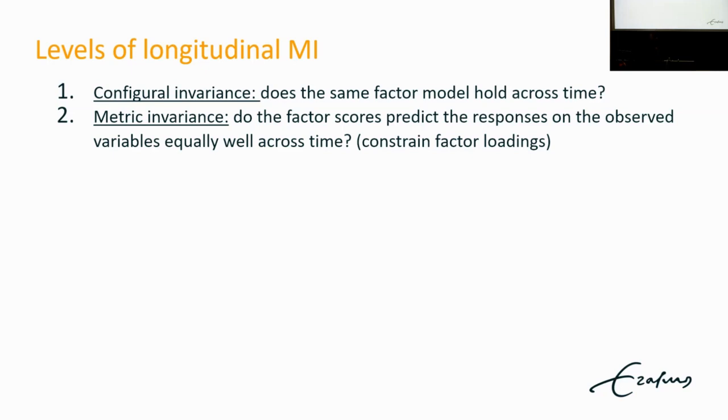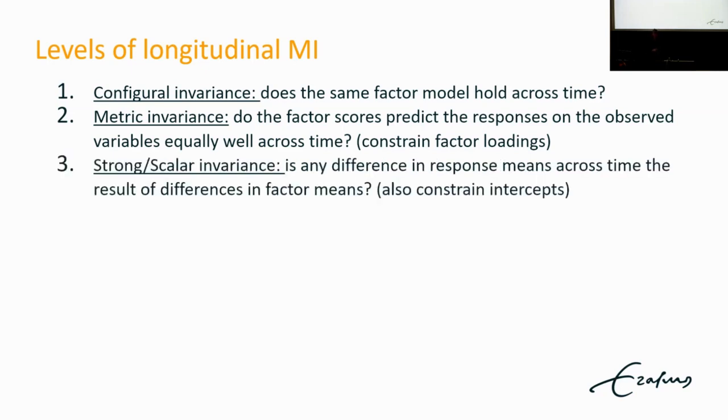So that's metric invariance. A third step is called scalar invariance, sometimes also called strong invariance. And here we ask ourselves, is any difference in response mean the result solely of differences in factor means? We can go back to the equations. We won't do that for now, but then you can see it. I think I have it on the slides later on somewhere. In addition to constraining factor loadings to be equal across the time points, what we already did when we tested for metric invariance, we now also constrain the intercepts.